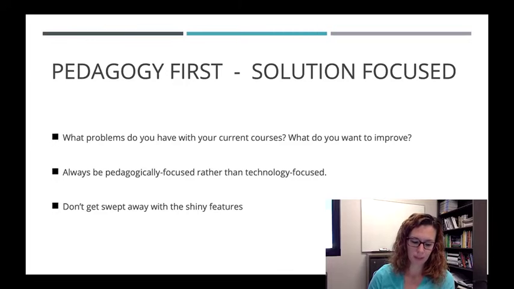rather than establishing the technology first and trying to form it to your goals. So for Psych 101 specifically, we were very interested in having students be more engaged with the materials before class. That's the age-old problem of getting students to read.